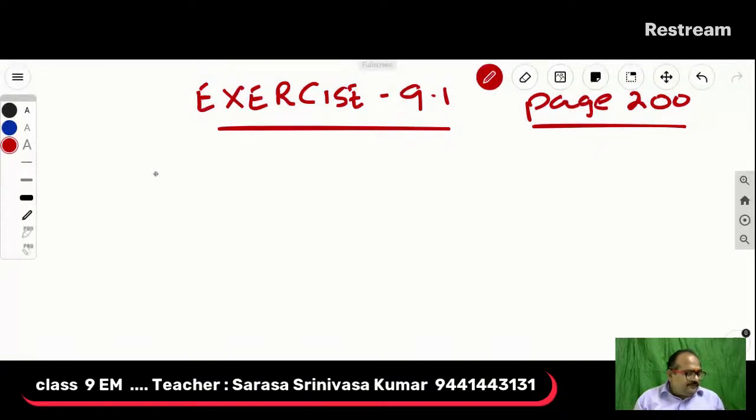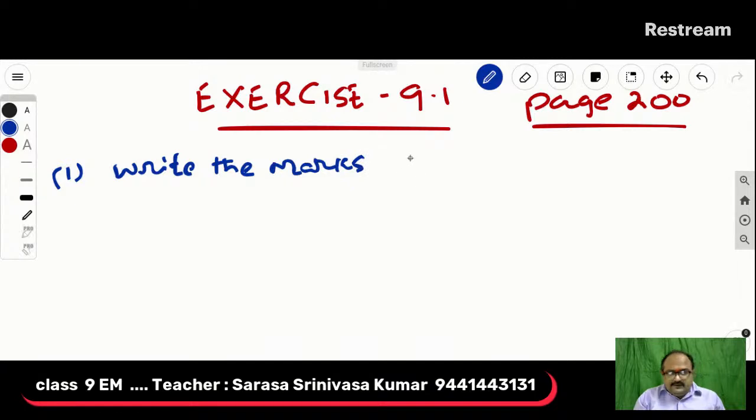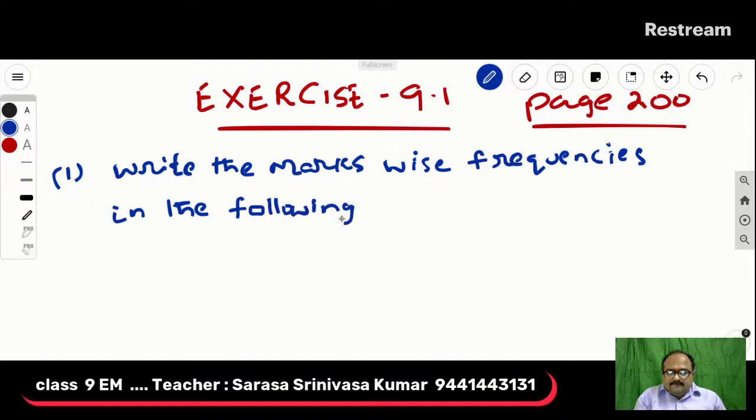The first problem. Write the marks-wise frequencies in the following frequency distribution table.